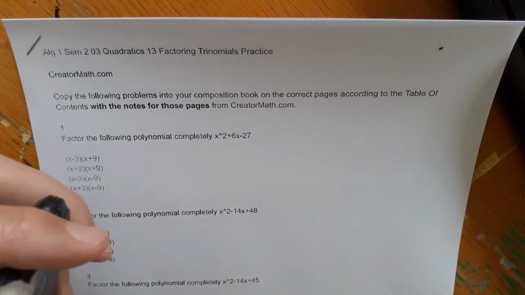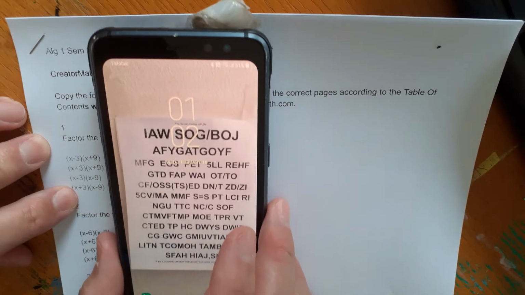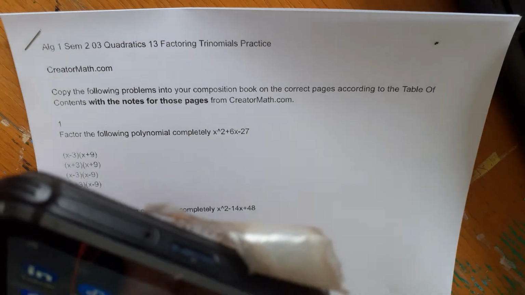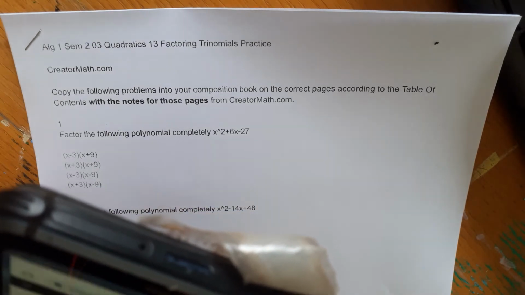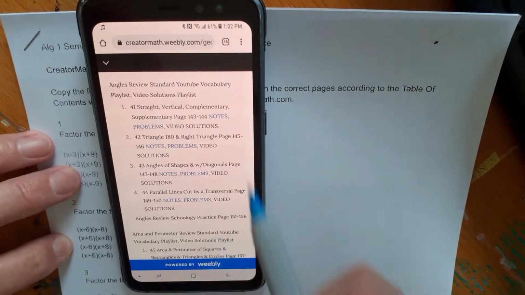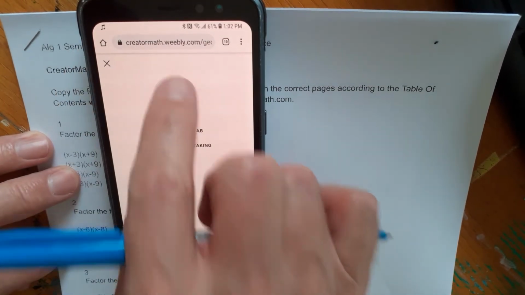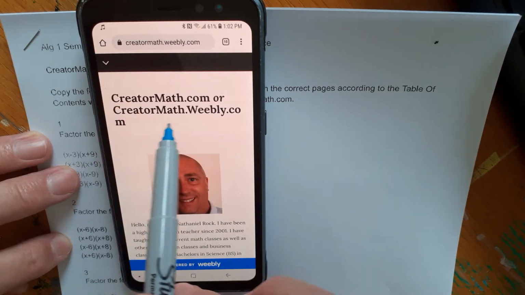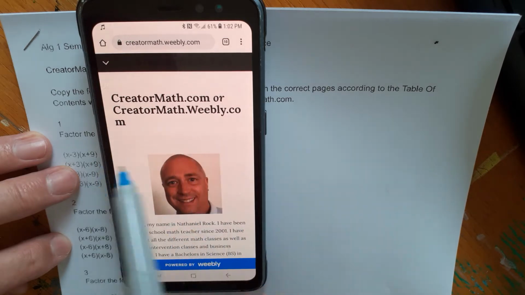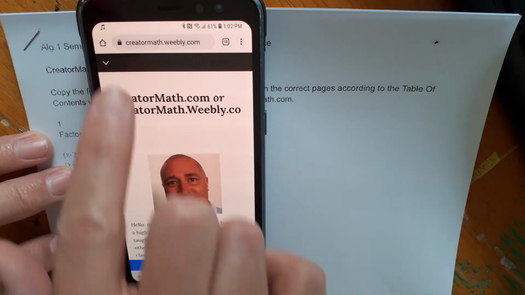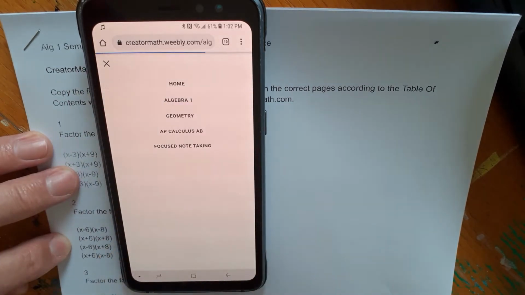So just to model that quickly for you, most of you know this quite well. There, can this be seen? So let's go back to the home page. This is what it looks like. Creatormath.com, or you might have to type in creatormath.weebly.com if you're searching it in Google. Sometimes it can be stubborn and it doesn't want to come up. So we are under the Algebra tab.